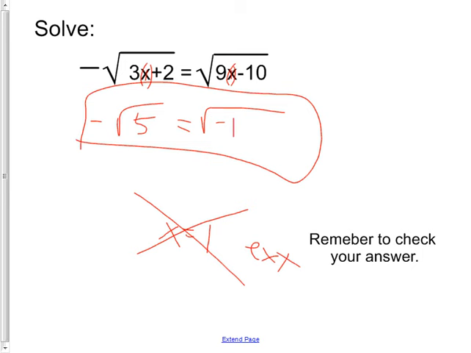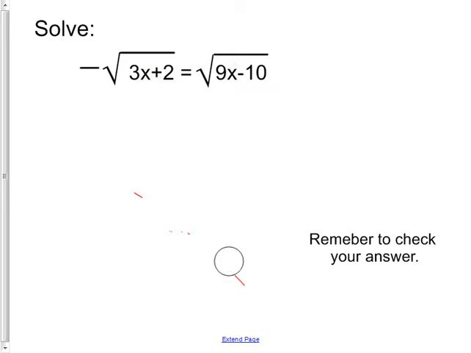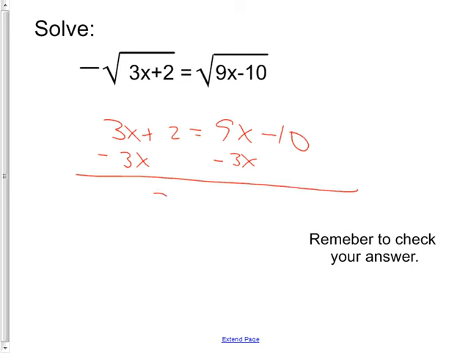Okay. Well, let's see. Tell me what you did to get 2. I'm curious. Did you agree with that part? 3x plus 2 equals 9x minus 10. Then what did you do? Subtracted 3x. I would agree with that. And what did you get then? Okay, now what did you do? Okay, that makes 12 equals 6x.